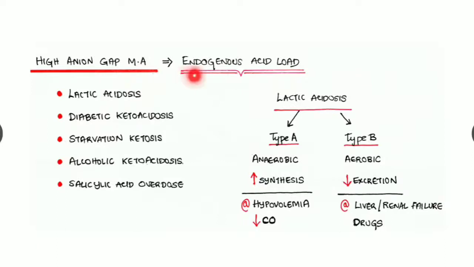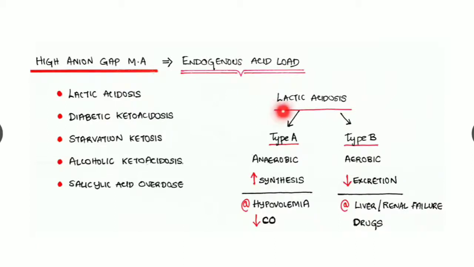Most commonly, it is due to endogenous acid load, which are the endogenous acids, mainly lactic acidosis, diabetic ketoacidosis, starvation ketoacidosis, alcoholic ketoacidosis, and salicylic acid overdoses. These are the examples or causes of high anion gap metabolic acidosis.